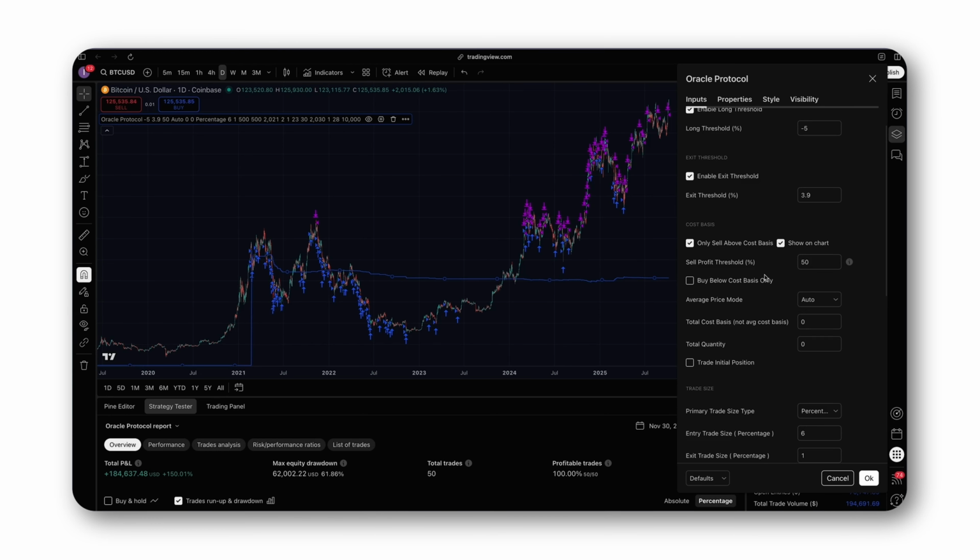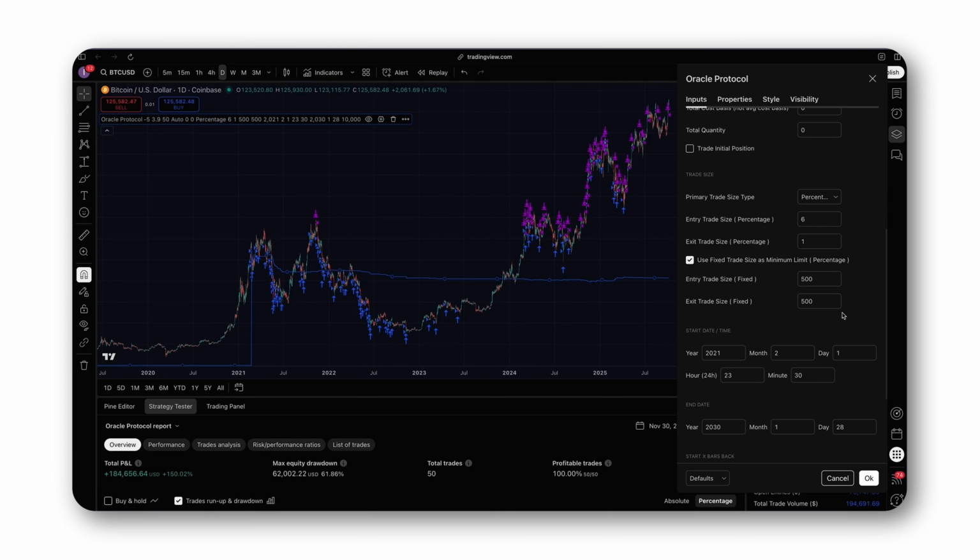A new feature for the Oracle protocol is the sell profit threshold. What this does is it says, I don't want the algorithm to sell anywhere below 50% above my cost basis. This guarantees you, in this case, 50% or greater profits. This is a simple but very powerful tool, especially when we look at something like Bitcoin, where over many years we've been in a very strong bull market. This will guarantee a certain profit portion every time.